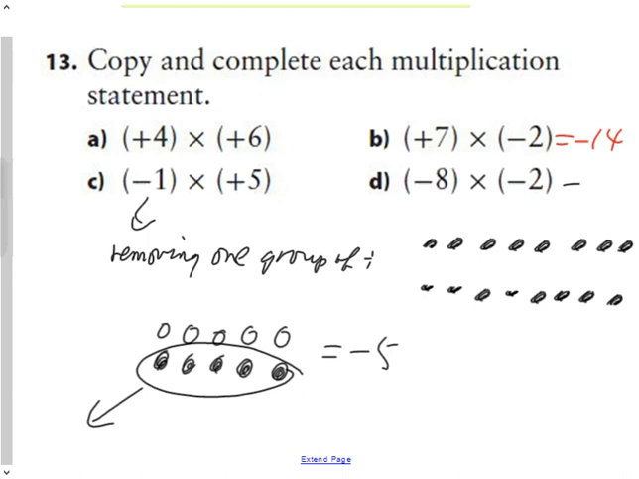And this is kind of a tricky one because a negative and a negative, you think it's going to be a negative answer, but it's a positive 16 answer.